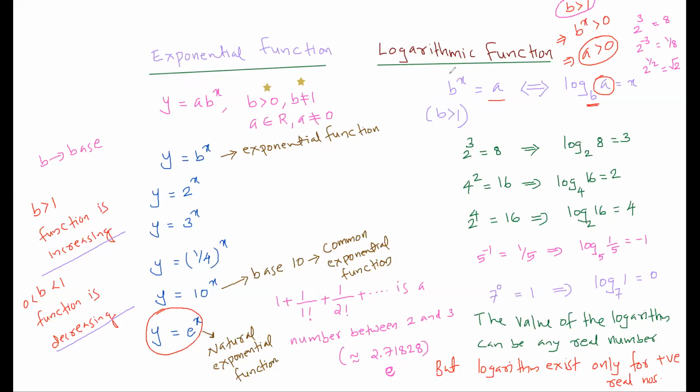And you can see that the left side, b to the power x, is the exponential function. So actually this exponential function b to the power x is equal to a, so logarithm of a to the base b is equal to x. So this exponential function and logarithmic function, they are inverses of each other. So what we discussed is, if b to the power x is equal to a, then we can say logarithm of a to the base b is equal to x.